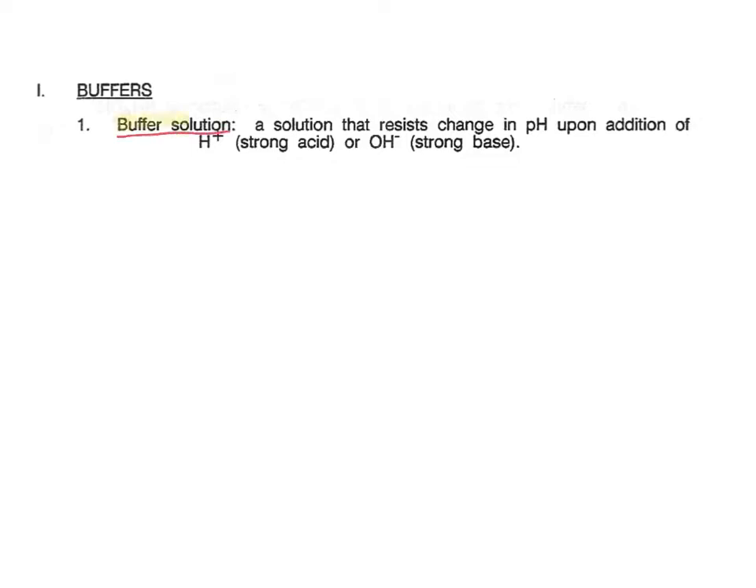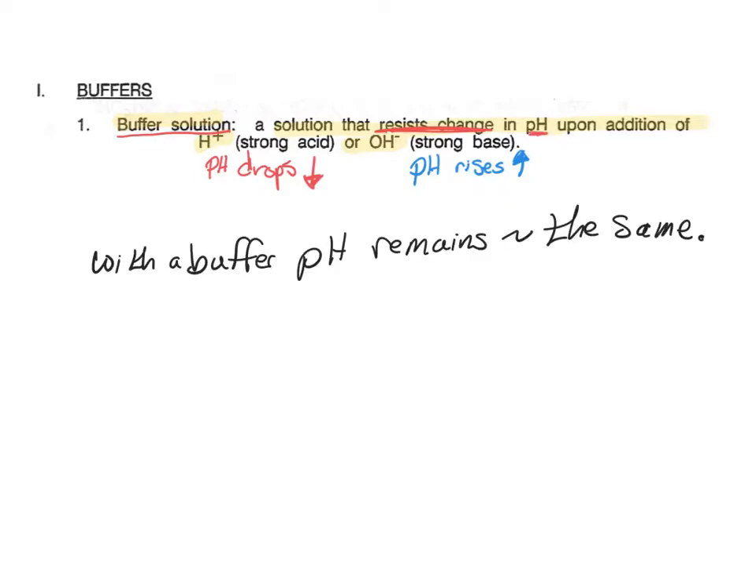Let's start with defining a buffer. A buffer solution is a solution that resists changes to the pH when hydrogen ion or hydroxide ion is added to the solution. We know that normally if we add hydrogen ion, the pH will drop rapidly. If we add hydroxide ion, the pH will rise rapidly. But when we have a buffer, we can add that acid or base and the pH will stay essentially the same. Notice that it doesn't say it's going to be pH 7, which is neutral, but it will be at the same pH as it originally was.